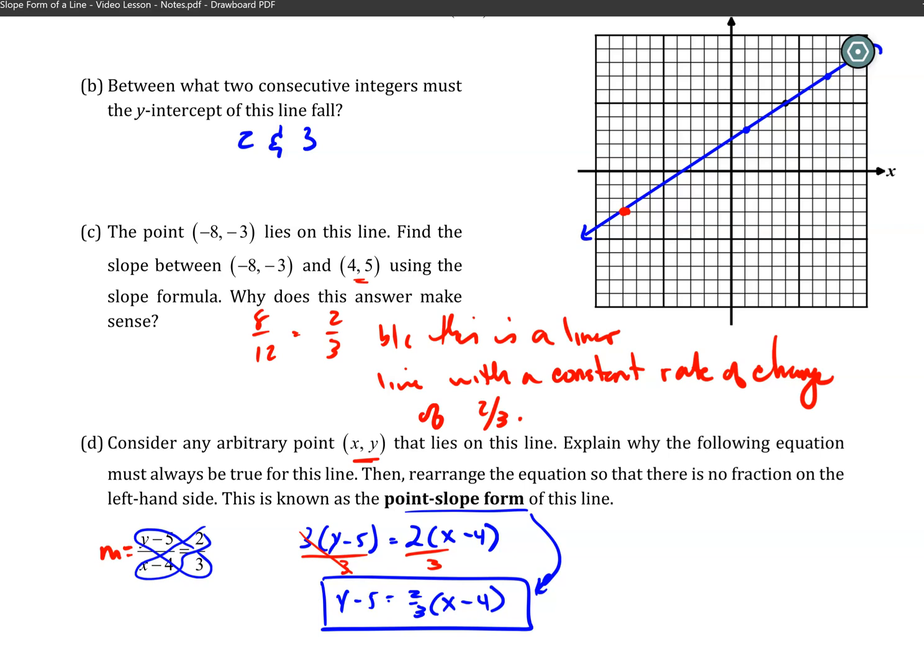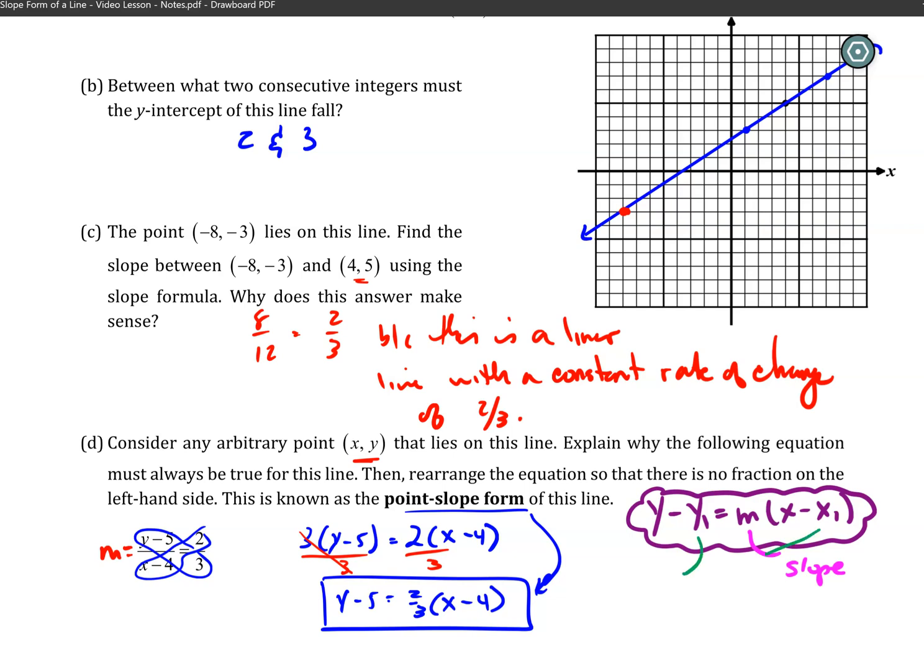So the overall formula, and if you don't know this or you didn't write this down the other day, definitely write it down again. The point slope formula is y minus y1 is equal to m times (x minus x1). This is your point slope formula, where m represents the slope, and the x1 and y1 represent a point. This is a point on the line.